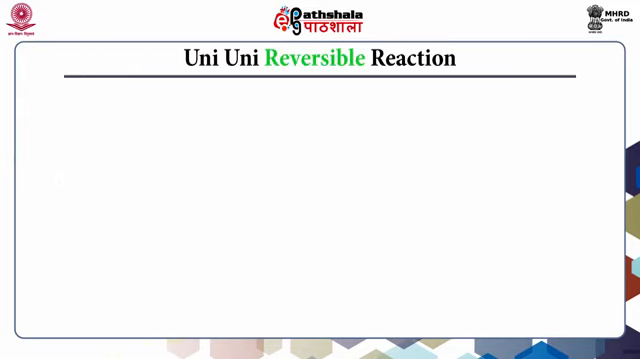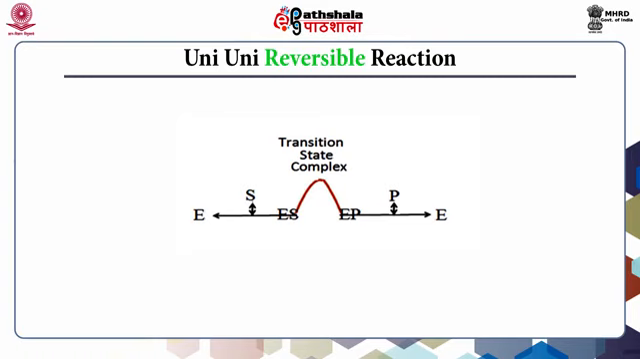A reversible enzyme catalyzed reaction involves 8 elementary steps. It includes binding of substrate with the free enzyme to form enzyme bound substrate, and the dissociation of the bound substrate from the enzyme to yield free enzyme. Then the transformation of the substrate bound enzyme to form transition state bound enzyme complex, and in the reverse direction transformation of the transition state bound enzyme to substrate bound enzyme.